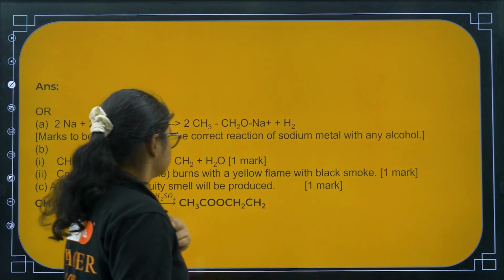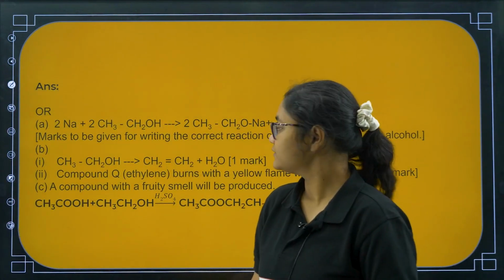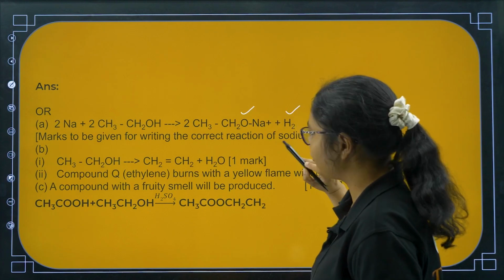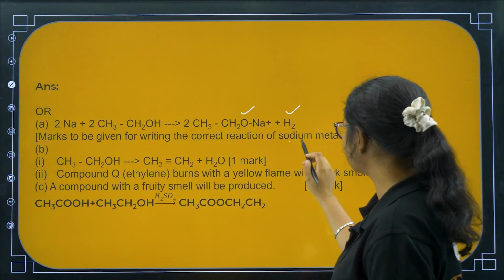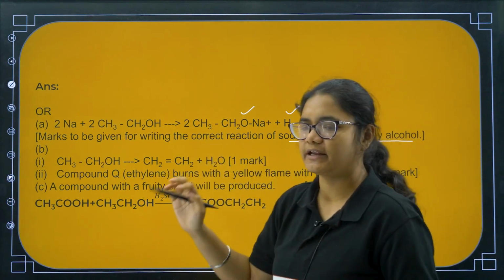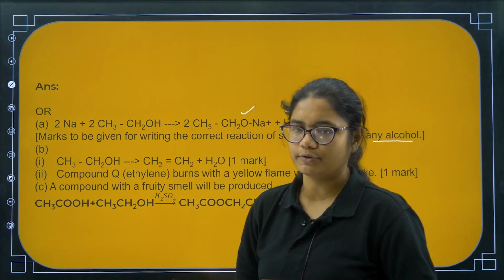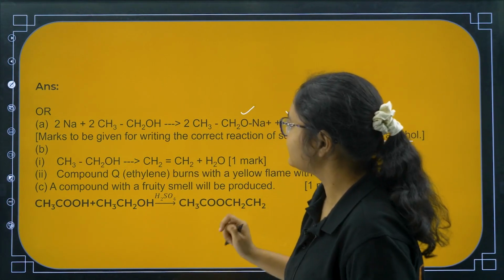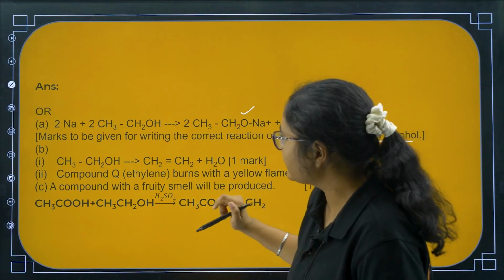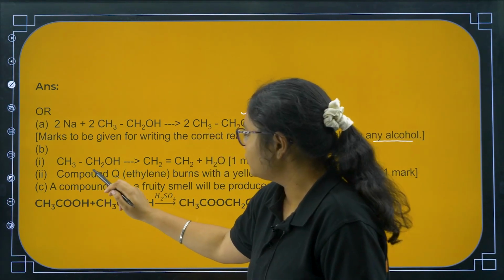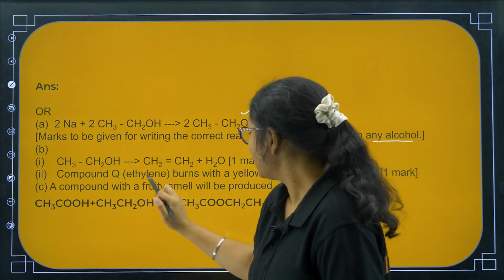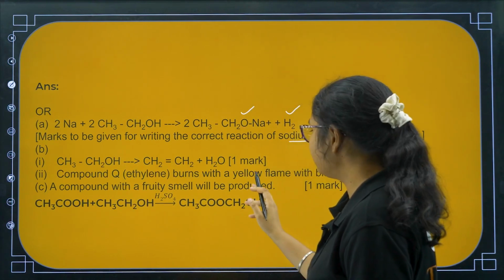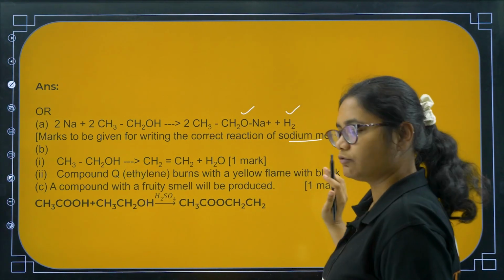Second part, yes, the first one is with the metal. So that will give you sodium salt and hydrogen gas. Marks are to be given for writing the correct reaction of sodium metal with any alcohol, because for P no formula is mentioned, so you can use any equation. So this will give you marks. Next, the reaction with concentrated sulfuric acid is 1 mark. With what type of flame? That is your sooty flame, that will give you 2 marks here.